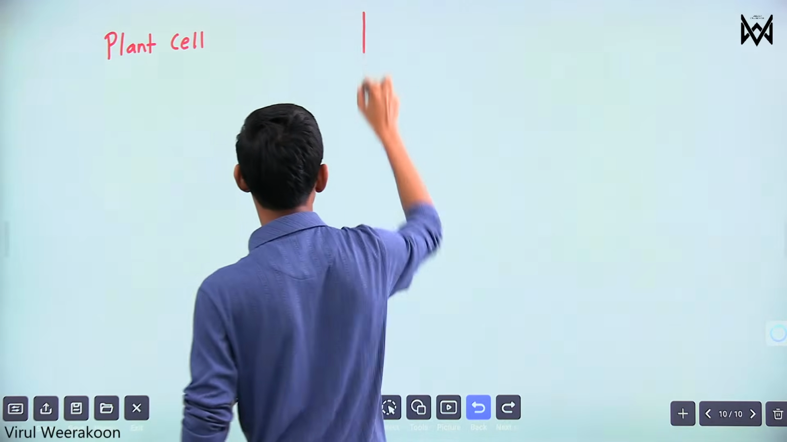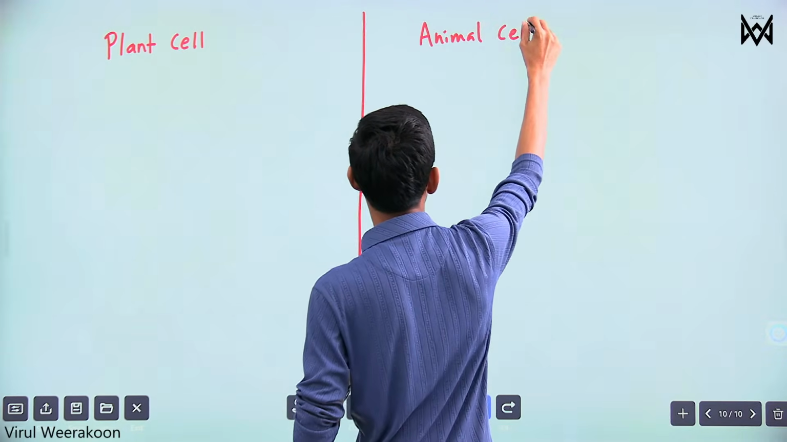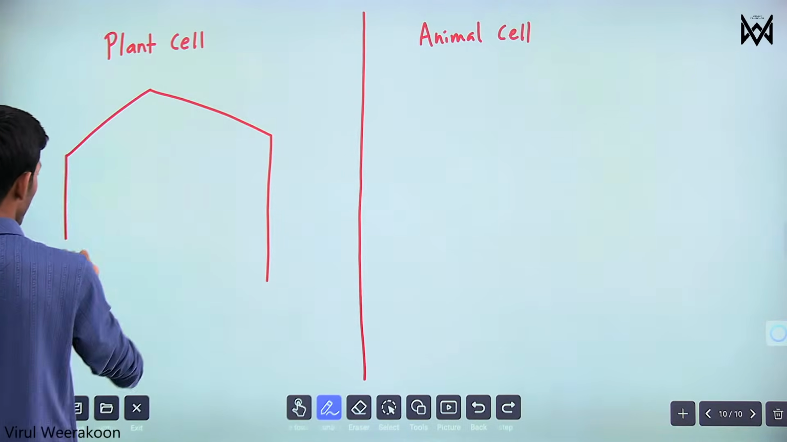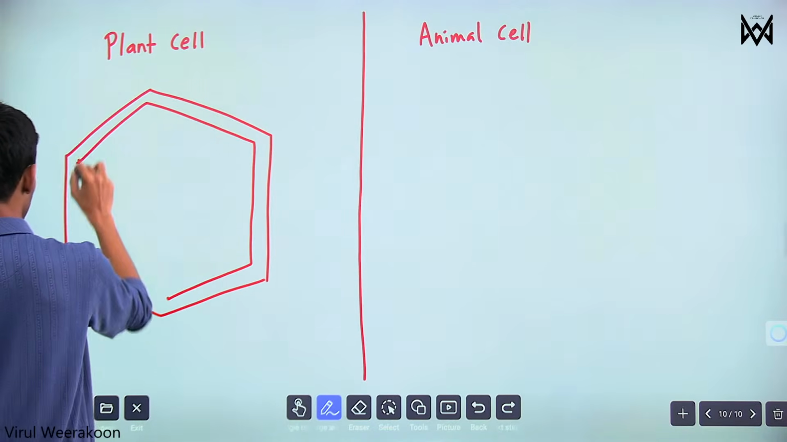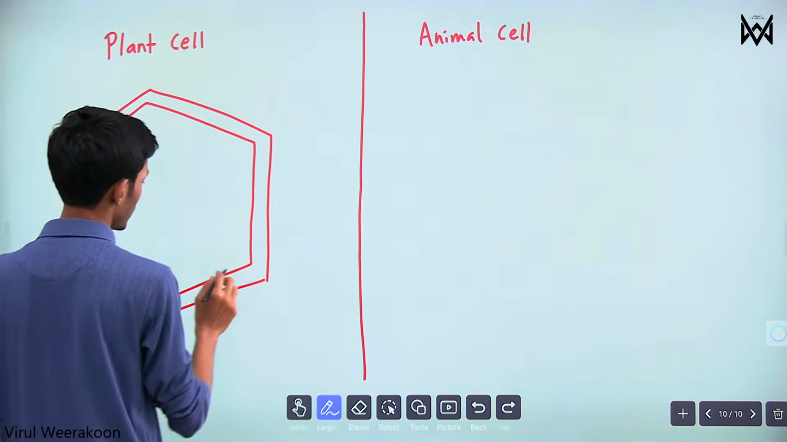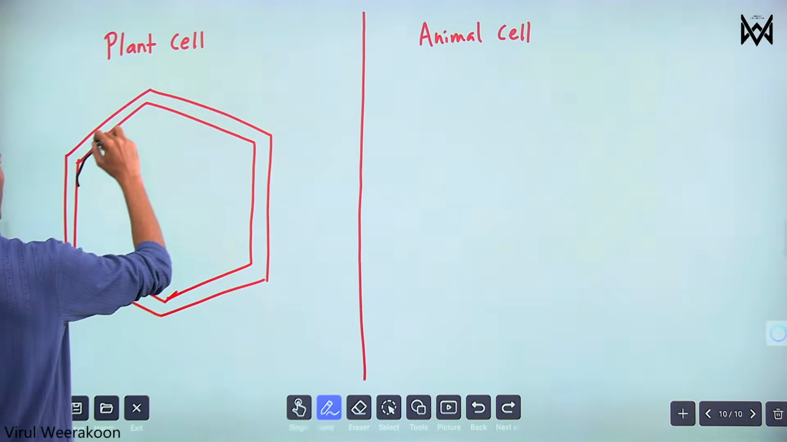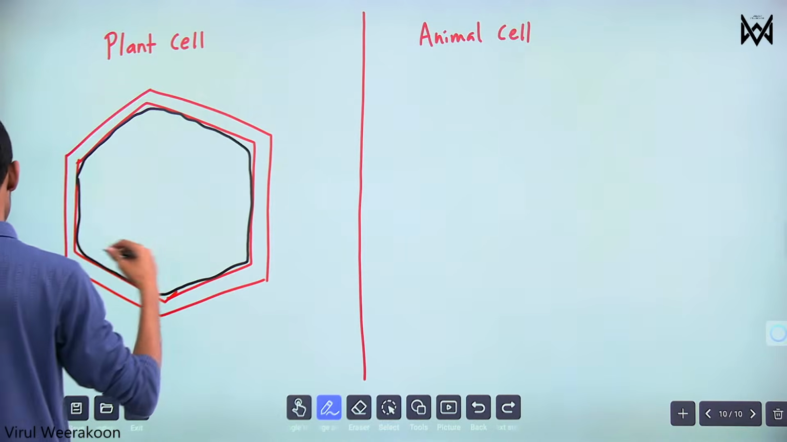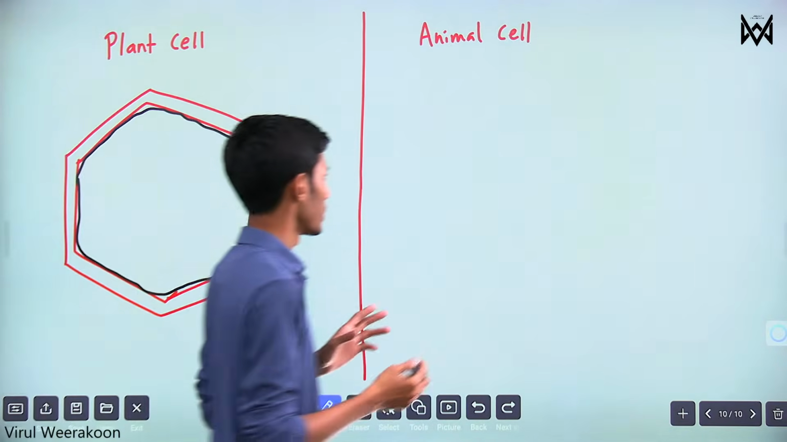Then here, the other one is the animal cell. When it comes to the plant cell, the outer covering is known as the cell wall. Animal cells lack the cell wall. We will discuss the structure of the cell wall, all those things, in the coming weeks. Here we only focus on the name. Then inside that there is the plasma membrane, and there is what?